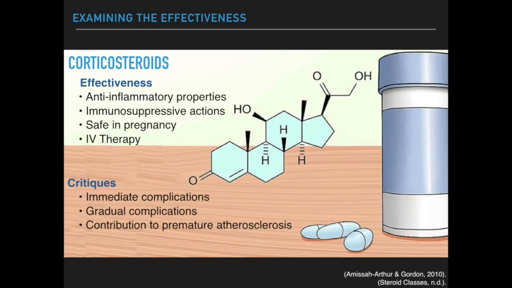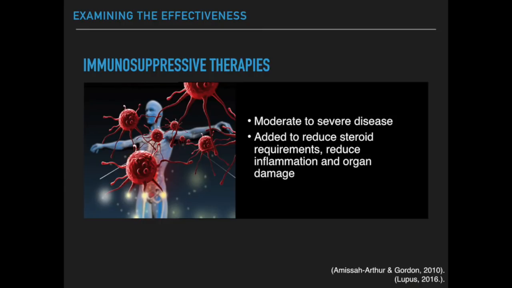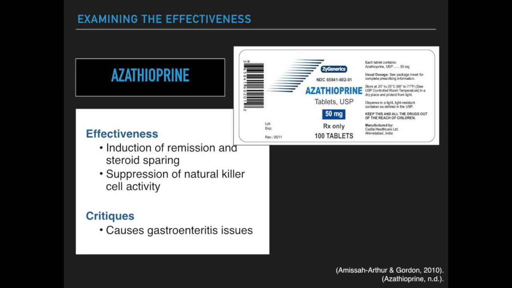These include fluid retention, blurred vision, and infection. There are also gradual effects that include weight gain, steroid-induced diabetes, osteoporosis, and avascular necrosis. They also contribute to premature atherosclerosis because of the metabolic effects on the body, such as body fat distribution, blood pressure, and glucose metabolism. Immunosuppressive therapies are generally used on patients who have a mild to severe case of the disease and they require 10 milligrams of prednisone a day to manage the disease. Immunosuppressive agents are often combined with other treatments to reduce steroid requirement, reduce inflammation, and organ damage.